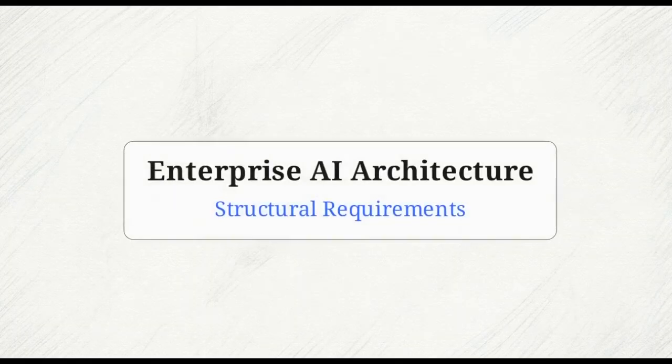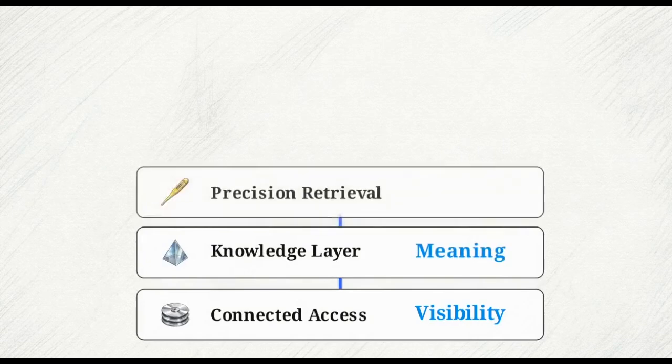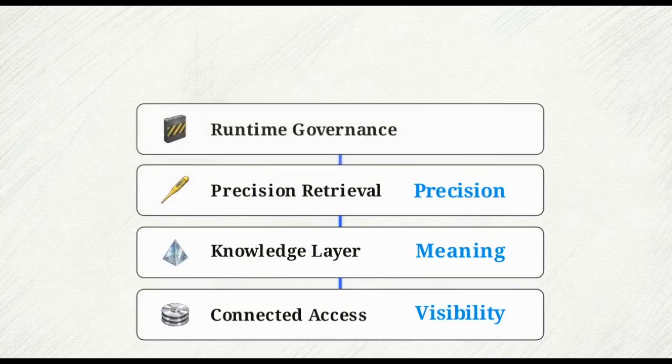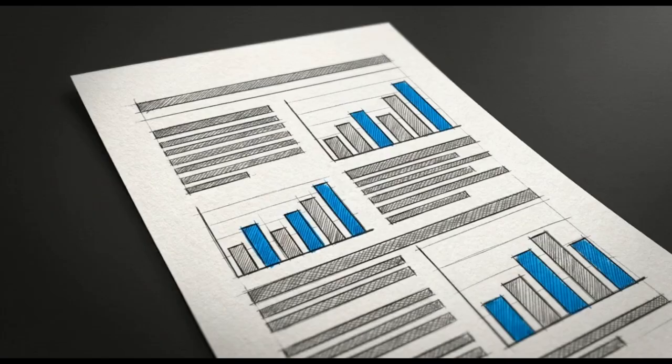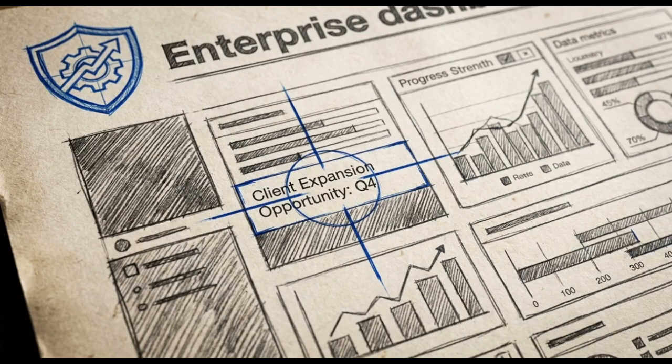Looking at the complete architecture, the structural requirements for enterprise AI become clear. The foundation is connected access, which grants visibility. The knowledge layer grants meaning. Precision retrieval guarantees relevance, and runtime governance guarantees security. Rather than returning beautifully formatted but generic guesses, an AI supported by this pipeline delivers highly specific, accurate, and fully governed intelligence.